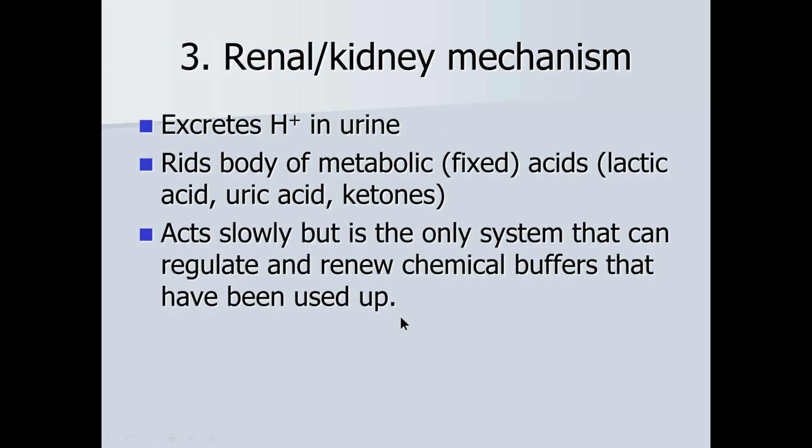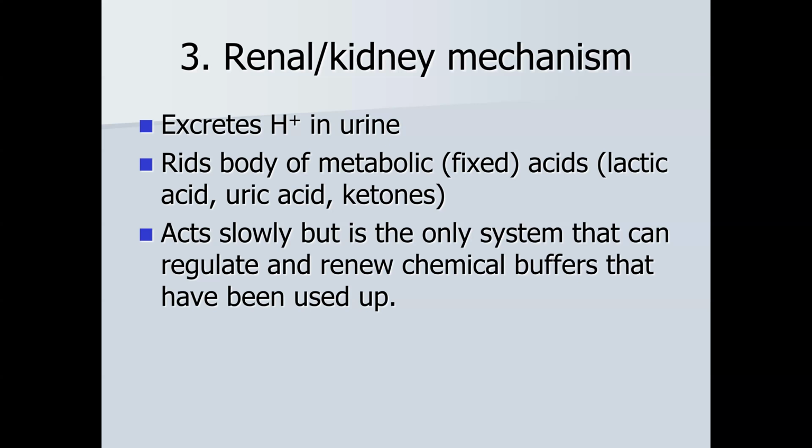This is the slowest of the mechanisms. The chemical buffer system is the fastest. It's not instantaneous, but very fast. The respiratory is the next fastest, and the kidney is the slowest, but it can work the hardest. Whereas with the respiratory, you can only do so much. You can only slow the breathing down so low or raise it up so high. We as people, doing it subconsciously, can only do so much.